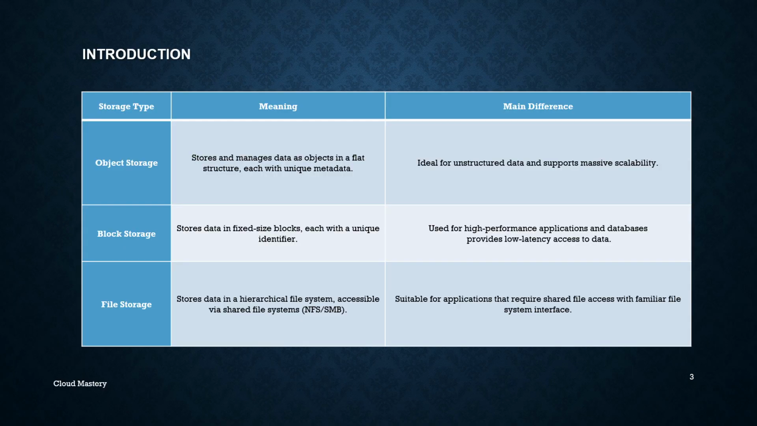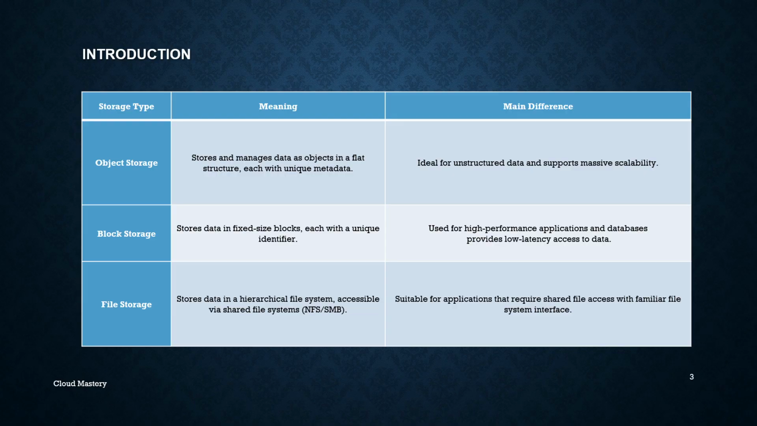There are some classifications of storage in cloud environments: object storage, block storage and file storage. What is the meaning of object storage? It stores and manages data as objects in a flat structure. That means the data could be unstructured, with no pattern followed. Then you can easily go with object storage and store that data there. I will discuss service names in further slides as well.